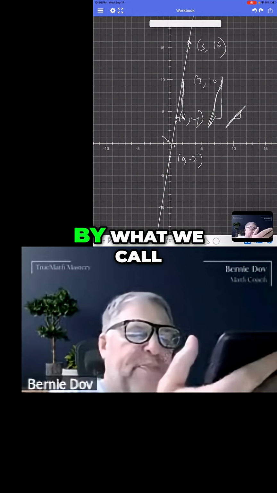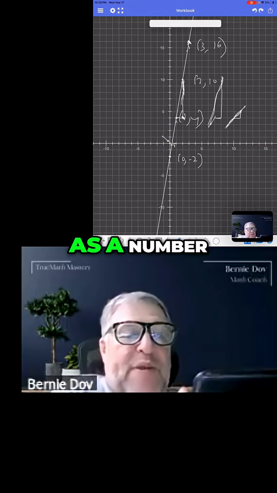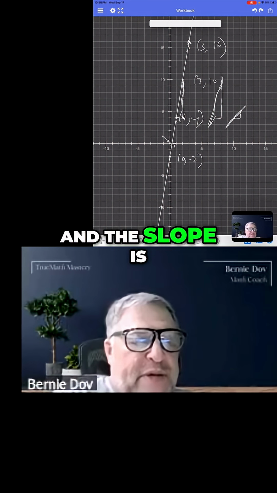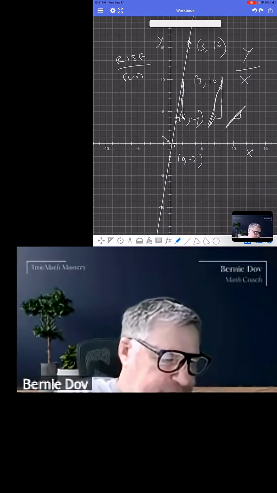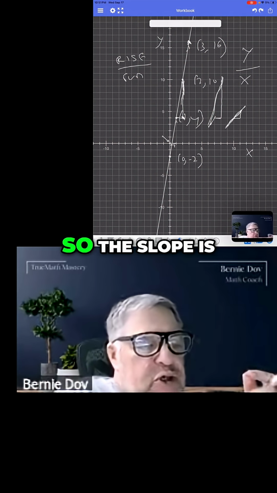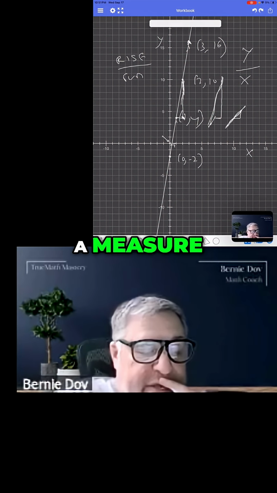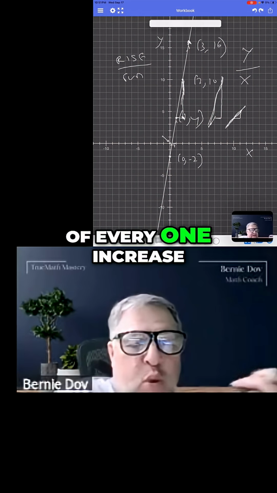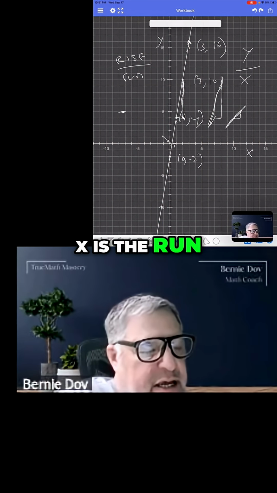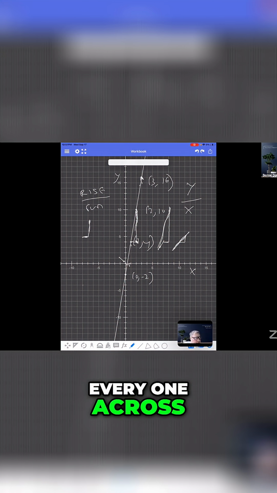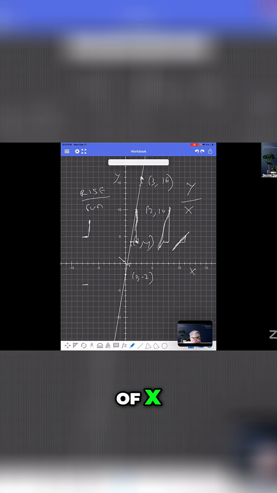Mathematically, we measure it by what we call the slope. The slope has a number. And the slope is the rise over the run. So the slope is a measure for every 1 increase in x, every time you go across the run, x is the run, how high it goes up. So my example is, for every 1 increased value of x, we go up 6 values of y, right?